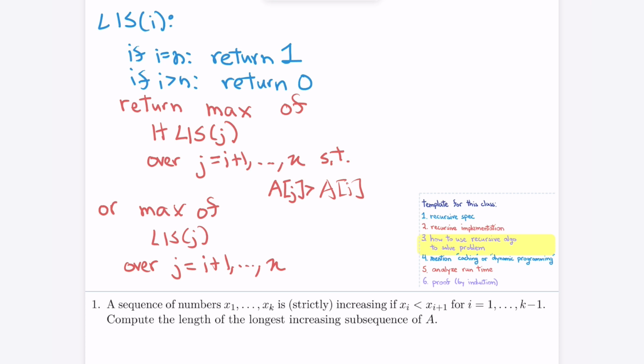I have two options. I can either use I, and then I'll look for something bigger, or I won't use I, and I'll just try everything beyond. And I'll return the max of those two. So it should really be to return the maximum of this, and the maximum of this. Okay, so, all right, are we happy with this code?